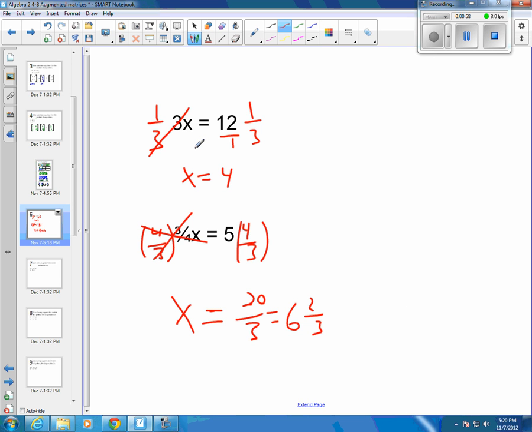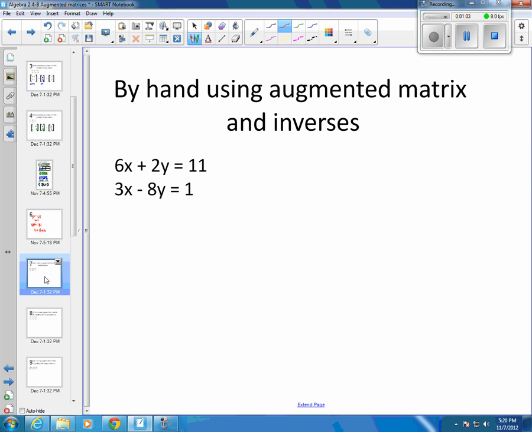Okay, so when we solve an equation, we would multiply by the inverse. So there would be no difference when we solve matrices. We're going to multiply by its inverse, which is why we learned how to find inverses in the last section, in section 7. So if you need help on that, please go back to the 4-7 videos.